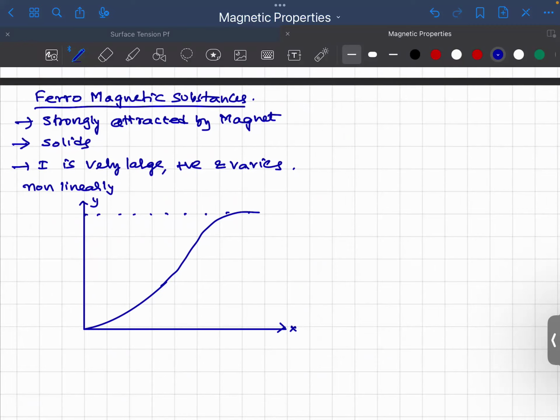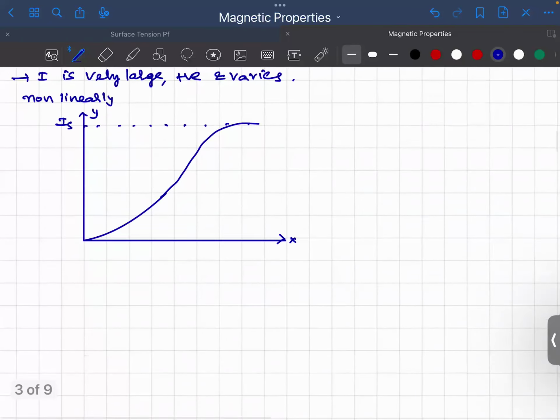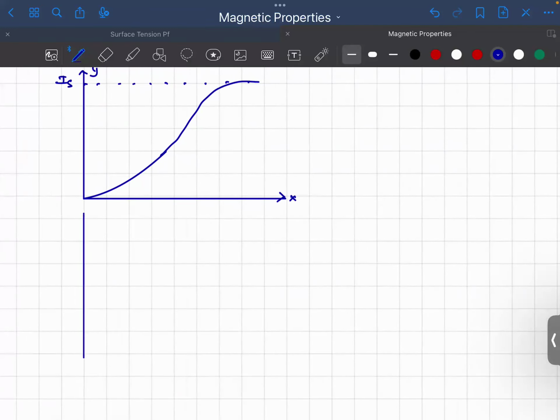This is saturation, which means even if you bring the strongest magnetic field on this planet, this is the maximum that you can magnetize that material. That is called the saturated intensity of magnetization, right? Similarly, one more important point: in this particular topic, graphs are very important.